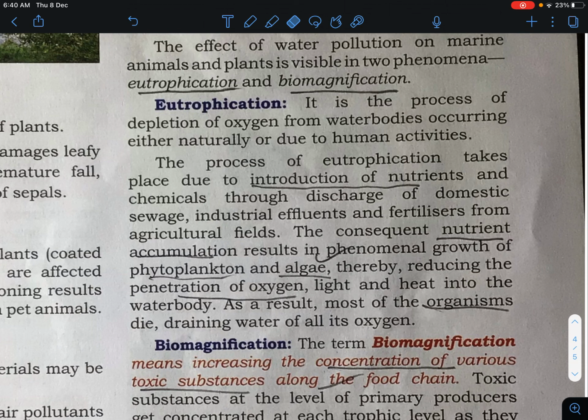Eutrophication is a process of depletion of oxygen from the water bodies, occurring either naturally or due to human activities. What is eutrophication? There is a depletion of the oxygen in the water bodies, and that is known as biological oxygen demand, BOD. So if there is a decrease in the oxygen in the water bodies, it can be caused by nature as well as by human activities.